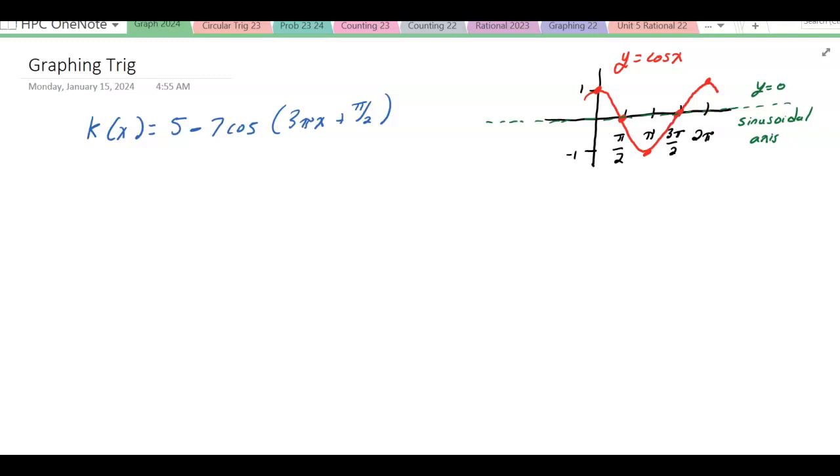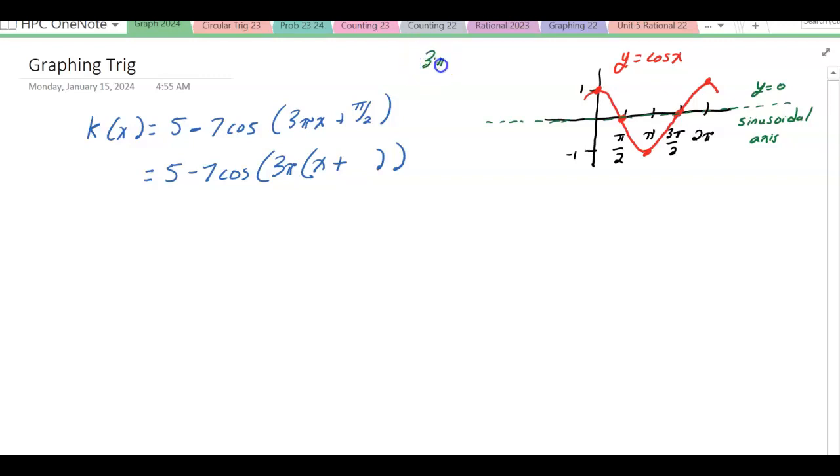Hello, honors pre-calculus students. Today's learning target is to graph a cosine function with a phase shift, or a horizontal shift. So if you look at k of x, the first thing I'm going to need to do is factor out the 3 pi. So I'm going to factor out 3 pi times x plus some number. And every year some people say, well, how do you figure out that number?